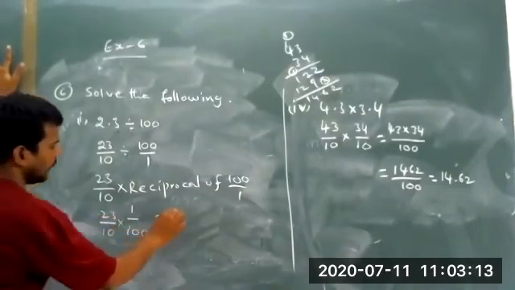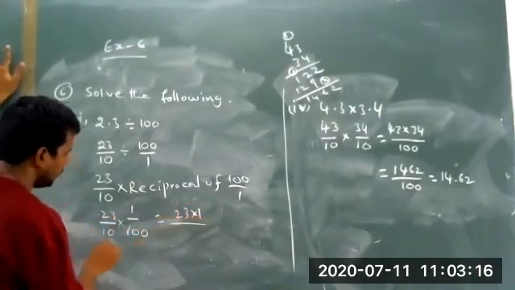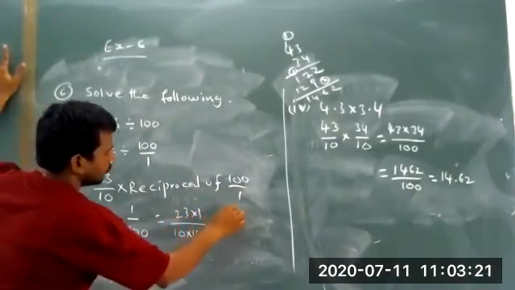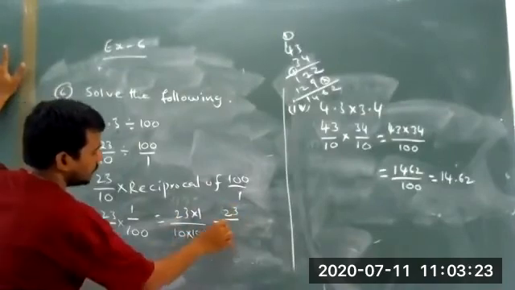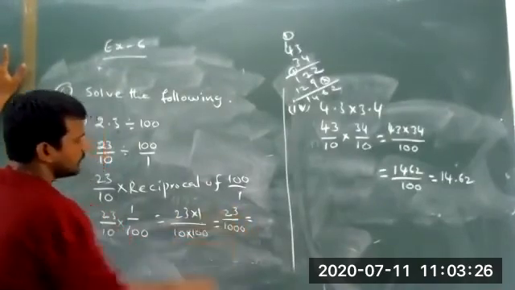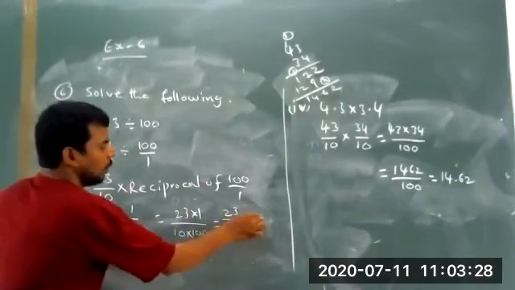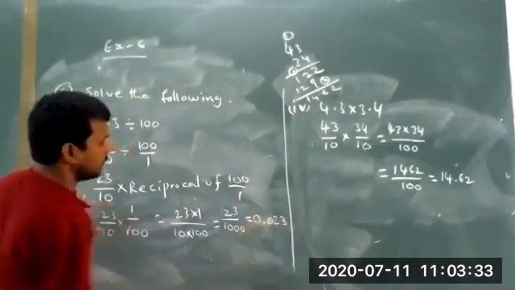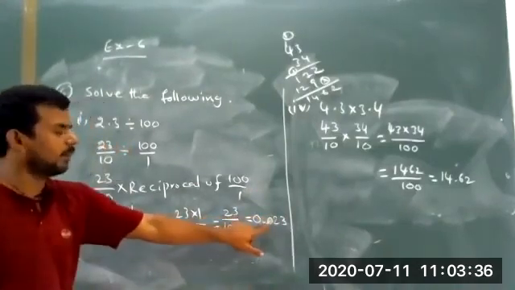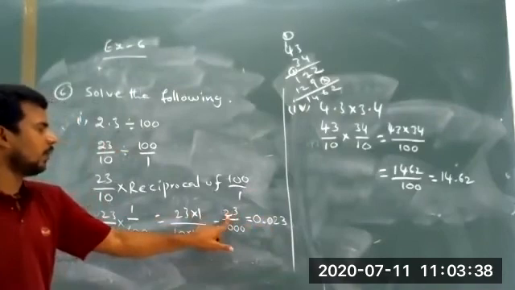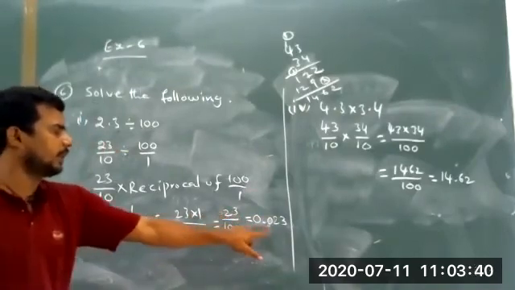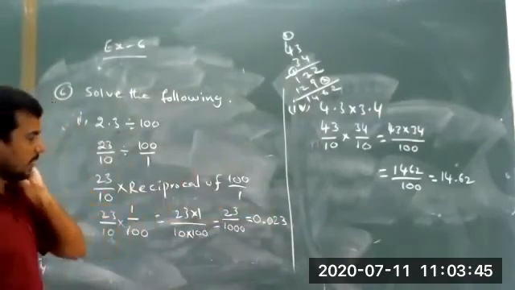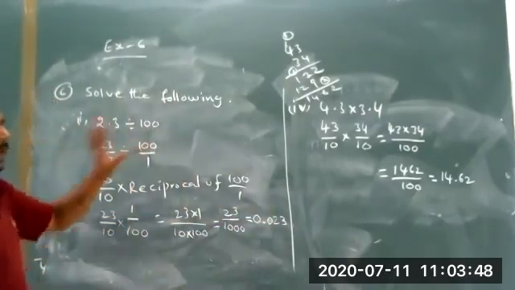Now numerator into numerator. 23 into 1 is 23, and 10 into 100, how much, children? 1000. So this value is 23 by 1000. Here there are 3 zeros, 1, 2, 3. So 023. There are only two digits, but one more digit is needed, so after the 3 and 2, one more zero is kept before the point. So 0.023 is the answer for 2.3 divided by 100.